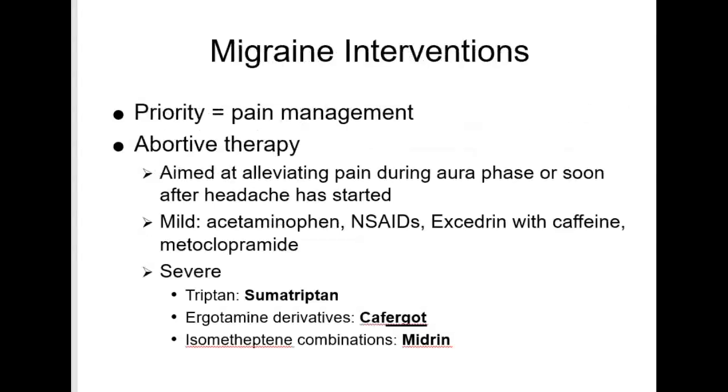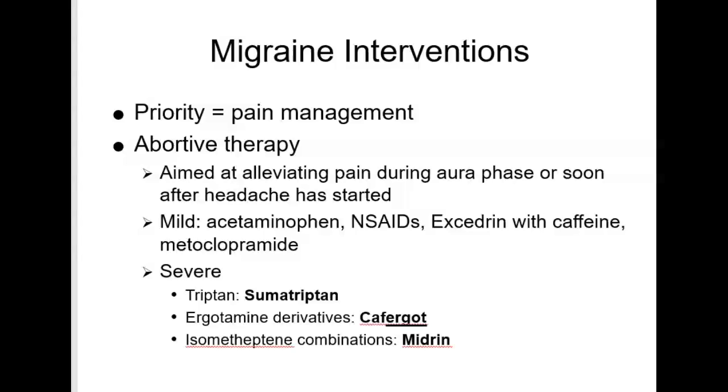The priority for patients who are experiencing migraines is pain management. So we talked about before, there's 2 types: abortive therapy and preventative therapy. Abortive therapy is aimed at alleviating pain during the aura phase or soon after the headache started. So if you think about those of us who don't have migraines, when you normally have a headache, you take medicine once you have the pain in your head that you want to alleviate. That's abortive therapy, to stop something that's already started.